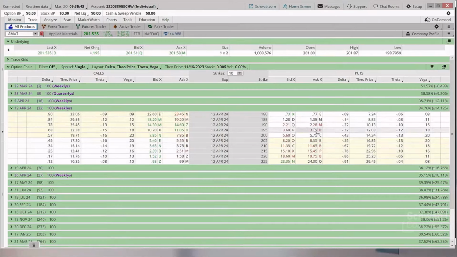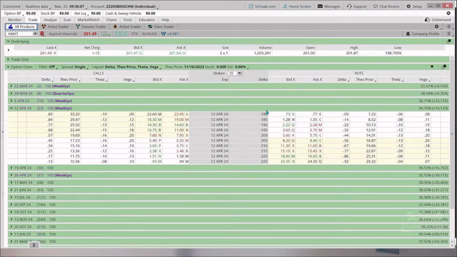We'd also like to have a probability of success of 70% or higher. The delta on this is at 22. So that's our short strike price. If it has a 22% probability of getting into trouble, then the inverse of that is going to be 78. So it'd have a 78% theoretical probability of success.